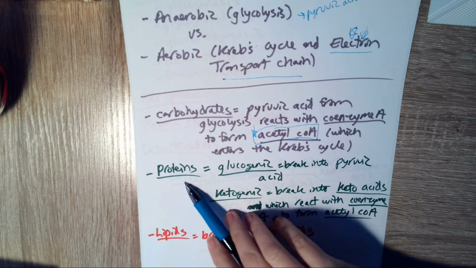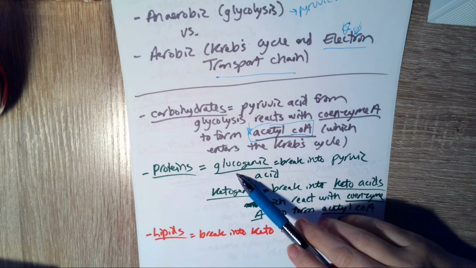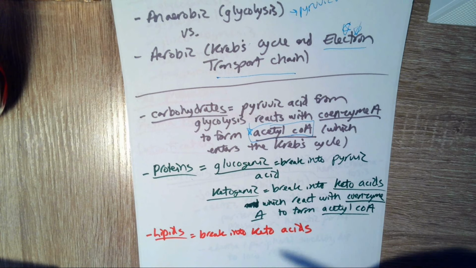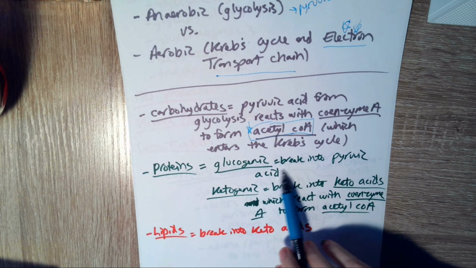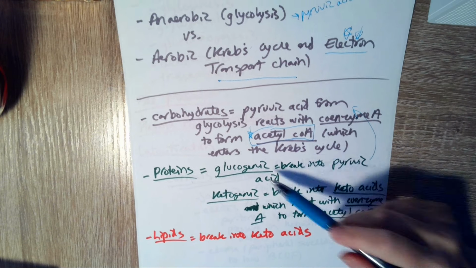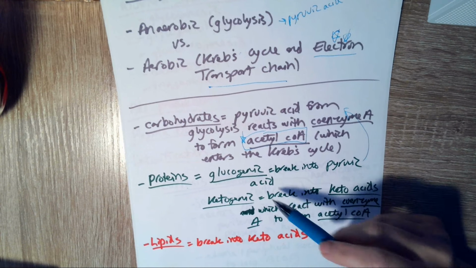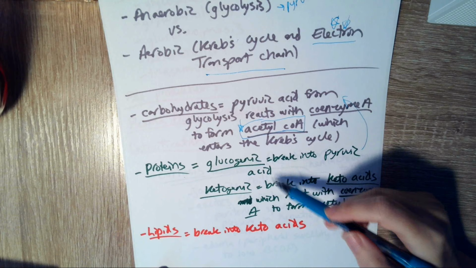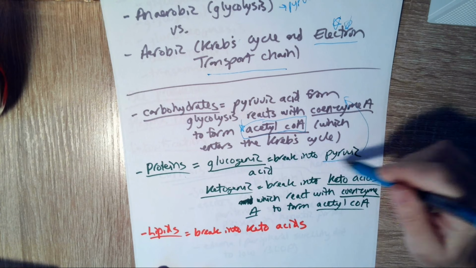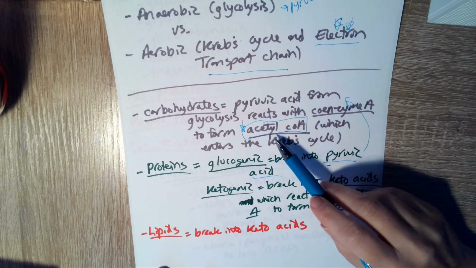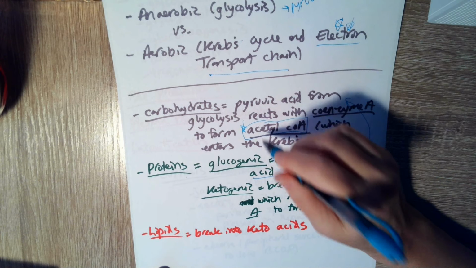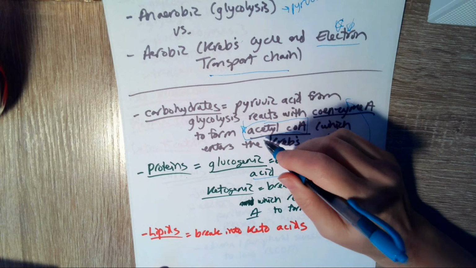Now for proteins, we have two kinds of proteins. There are glucogenic proteins and ketogenic proteins. Glucogenic proteins can be broken down into pyruvic acids, and then we just go right up to here. Same situation, it's just that we didn't use glycolysis because we're breaking down a protein or an amino acid, so it's a slightly different pathway, but we still get that final result of the pyruvic acid, which can react with coenzyme A, which can form acetyl-CoA, which goes into the Krebs cycle. So again, it's acetyl-CoA.